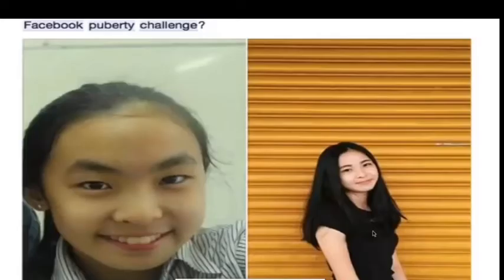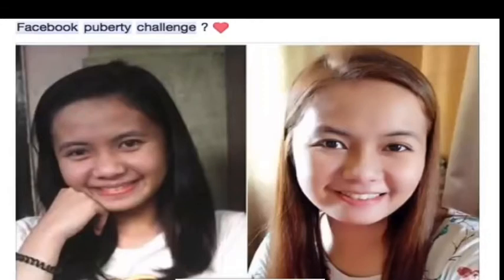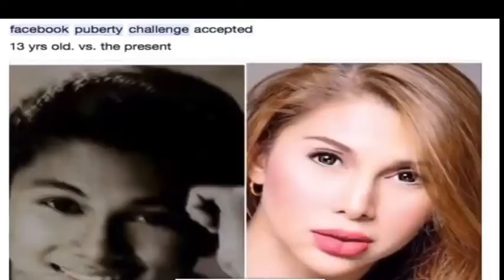Okay, so these are other examples of puberty challenge on Facebook. So neneng nene pa dito, pre-puberty. And once you hit puberty, then you have matured sexually. You have undergone physical changes. Okay, now this is another example. So as you can see, puberty has done her really well. Okay, gumanda siya. And this is another example.